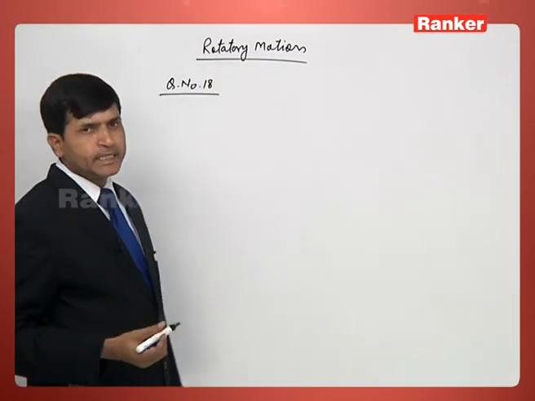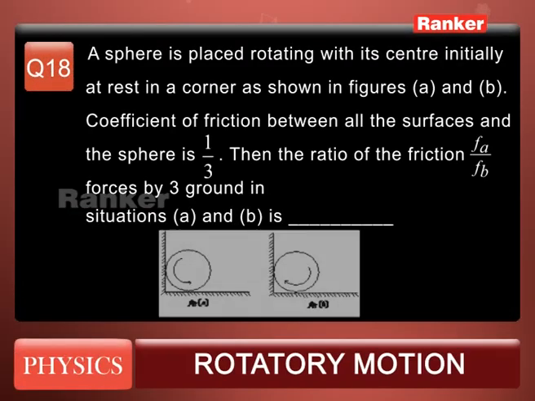Question number 18. A sphere is placed rotating with its center initially at rest in a corner as shown in figures A and B. The coefficient of friction between all the surfaces and the sphere is 1/3. Then find the ratio of friction forces Fa by Fb by the ground in situations A and B.